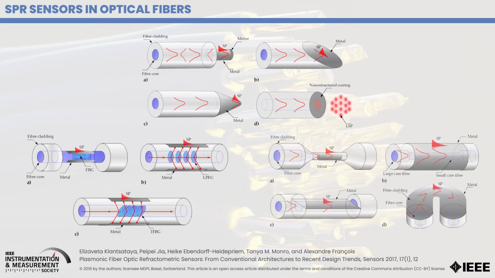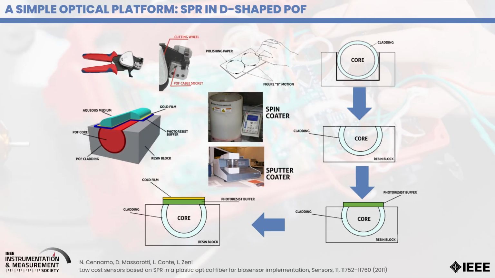This physical phenomenon has been widely employed in configurations based on optical fibers. For instance, in this slide are reported several examples based on D-shaped optical fibers, on U-bent configurations, on tapered fibers, or another example based on heterocore structures. In this tutorial, we will focus on a simple optical platform based on D-shaped plastic optical fibers.